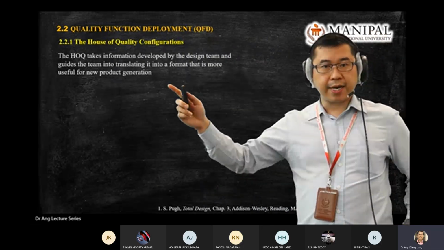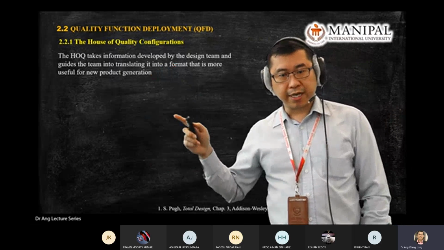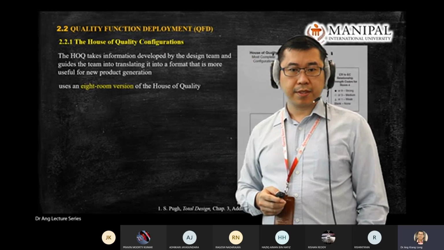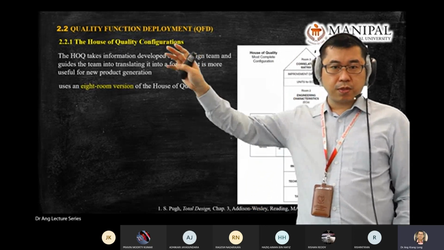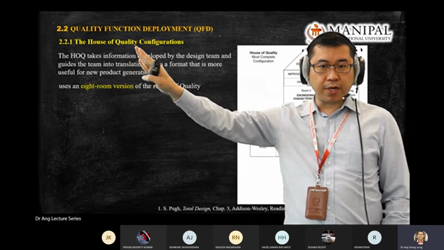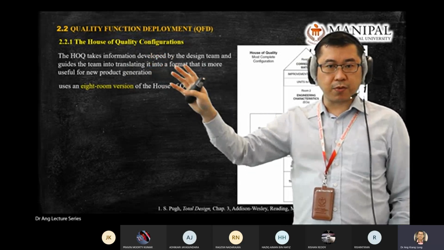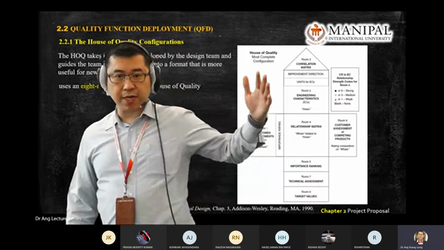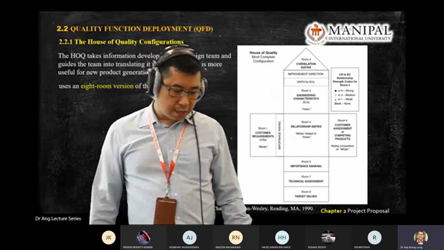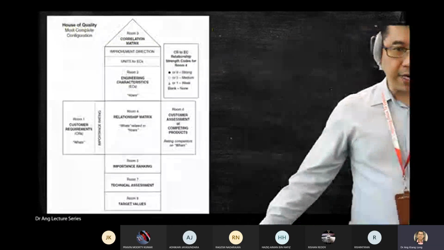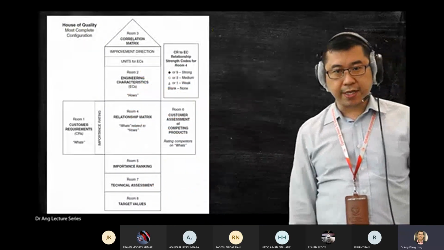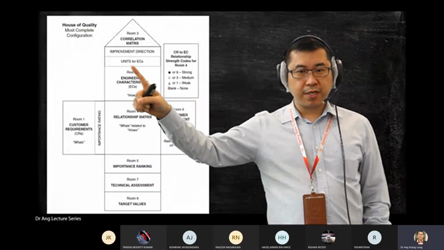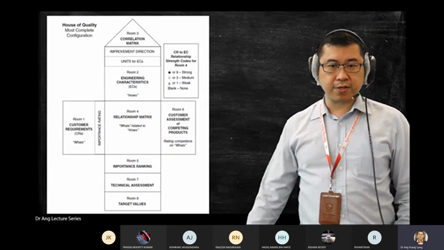So let's look at house of quality configuration. I'll give you all the important points. During the house of quality configuration, when you build the house of quality, you will see 8 rooms inside the building. It will look like this, right? So I will enlarge this one. You can download from my slides later. You have all these 8 rooms in your design process.